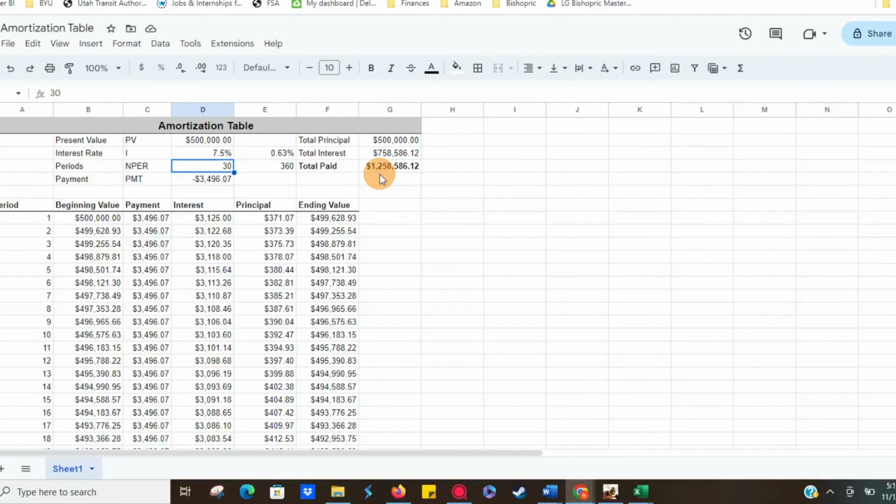So a good exercise to go through as you're looking at housing and investment opportunities is looking at this amortization table, playing around with some of the numbers and seeing what is feasible and what's not.